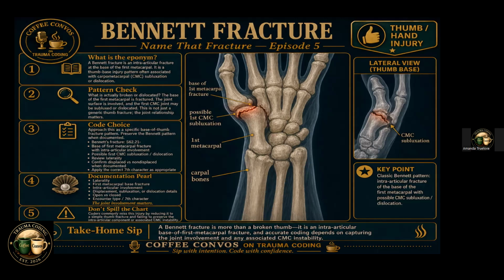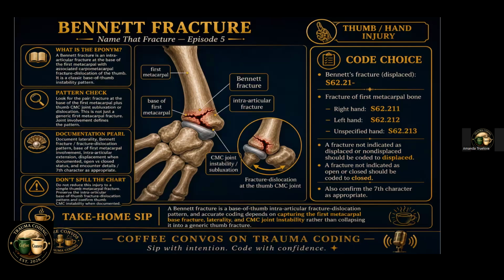That is going to be critical detail when we are looking for code assignment and choosing which code best represents the injuries. So we're asking ourselves, like always, is this isolated? Is it a combination code? Is there a fracture plus a separate associated injury? So we're going to have more than one code assigned. So your Bennett is best understood as this intra-articular base of the thumb fracture with an associated carpometacarpal instability. So that's our pattern, and that's what we need to keep in mind as we decide how we're going to code this and which code we're going to assign.